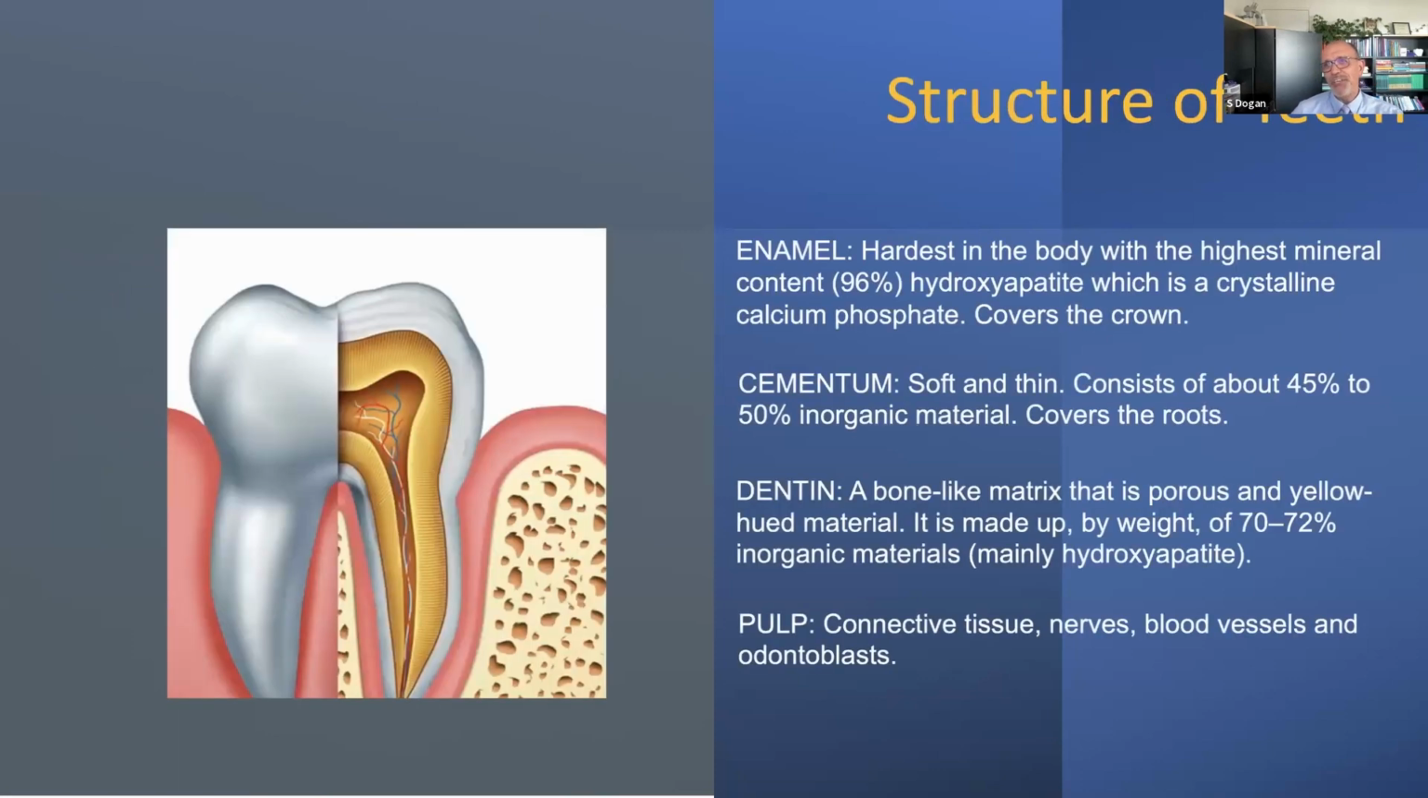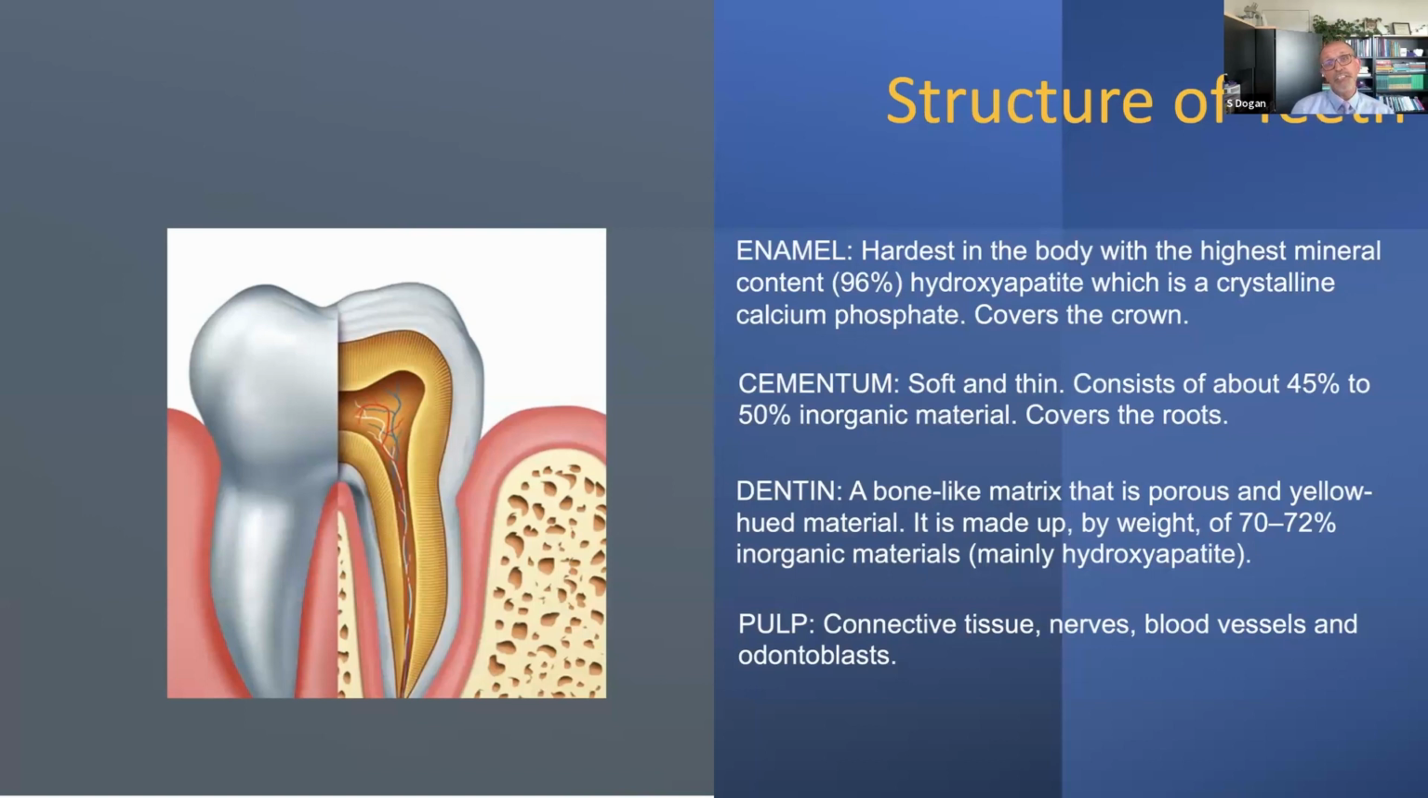Now, let me give you a little input about the structure of the teeth. As you know, the visible portion of our teeth is the crown. It's covered with the enamel, which is the hardest tissue in the body, with the highest mineral content, about 96%. But the invisible portion of our tooth is in the bone. It is the root portion. It's covered from the outside with cementum. The cementum is very soft and thin. Its inorganic material is half of the enamel.